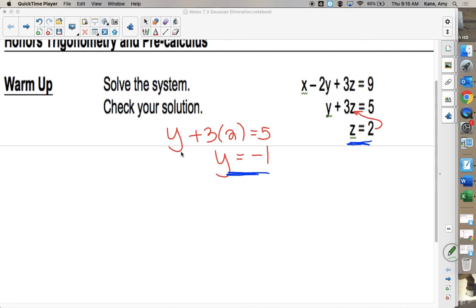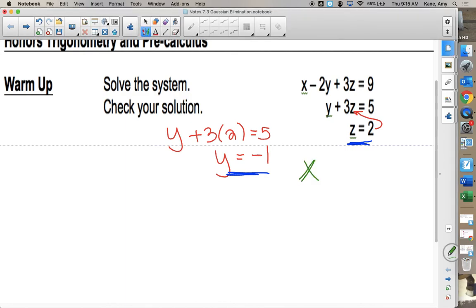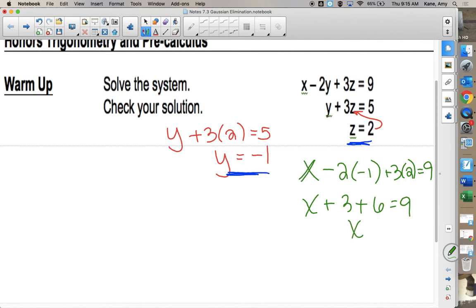In the first equation, we have x minus 2 times negative 1 plus 3 times 2 equals 9. And x is equal to 1. How do you think you write your answer?